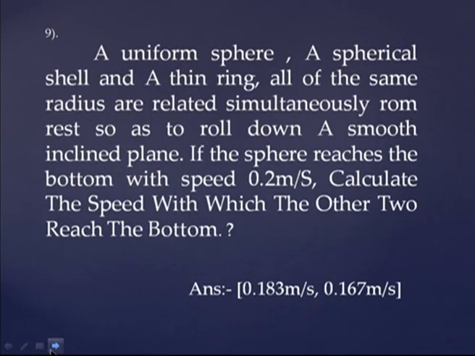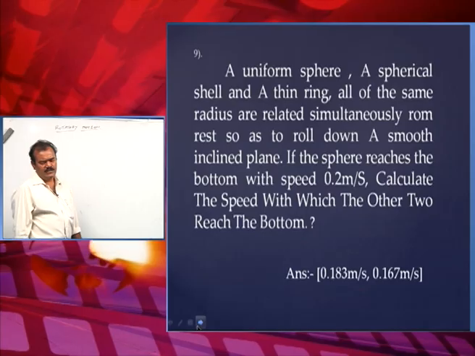In the next problem it is mentioned: a uniform sphere, a spherical shell and a thin ring, all of the same radius, are rotated simultaneously from rest so as to roll down a smooth inclined plane. If the sphere reaches the bottom with a speed of 0.2 meters per second, calculate the speed with which the other two reach the bottom.